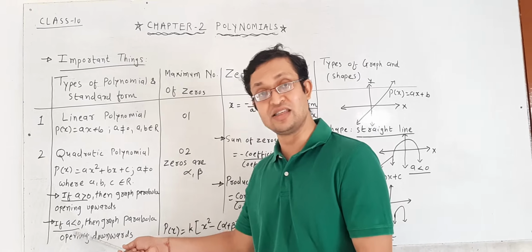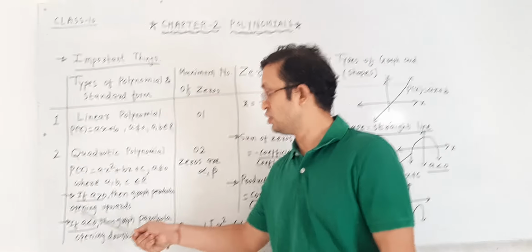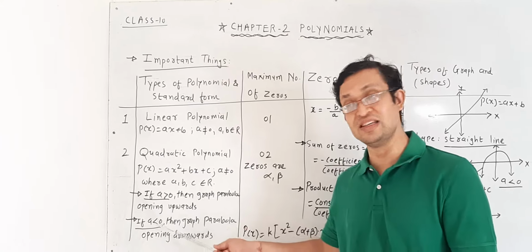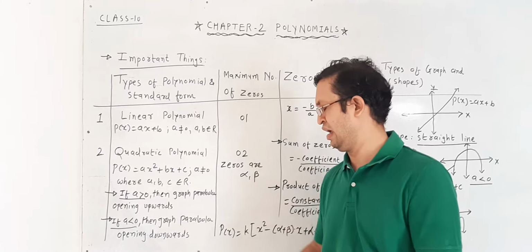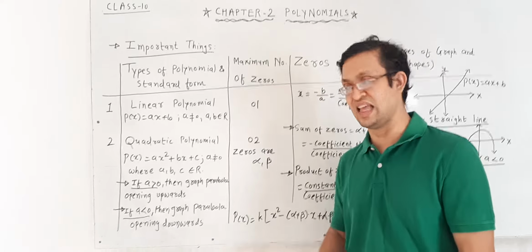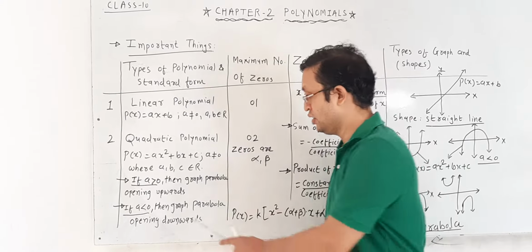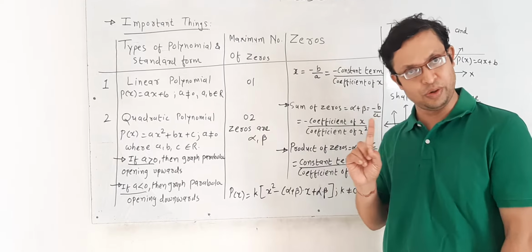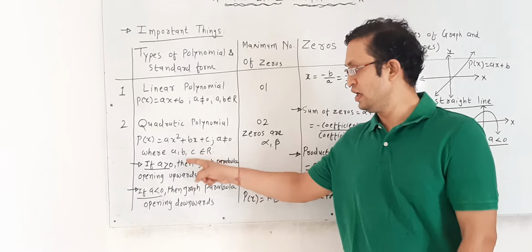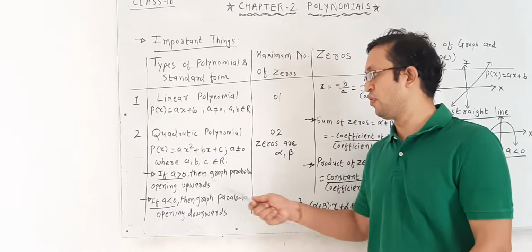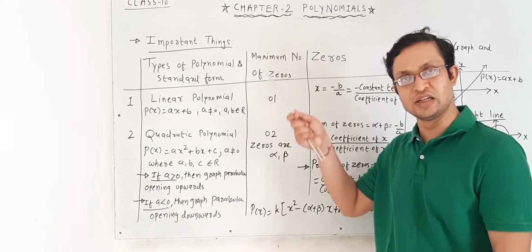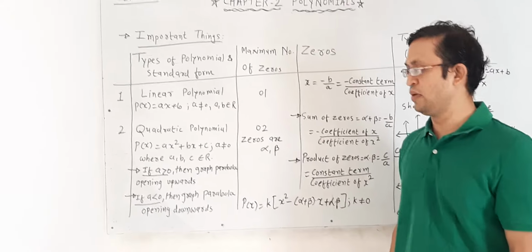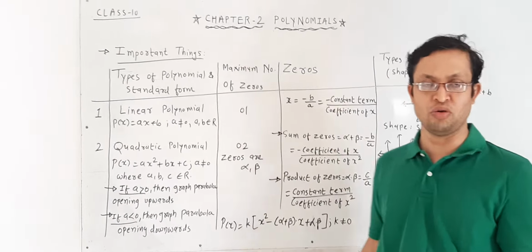If a is less than 0, that means a is negative, the first term is negative. The coefficient of x square is negative, meaning a is less than 0. Then the graph of the parabola opens downwards. It will open on the downward side. Remember this one. If a is greater than 0, then the graph of the parabola opens upwards. If a is less than 0, meaning a is negative, then the graph of the parabola opens downwards.